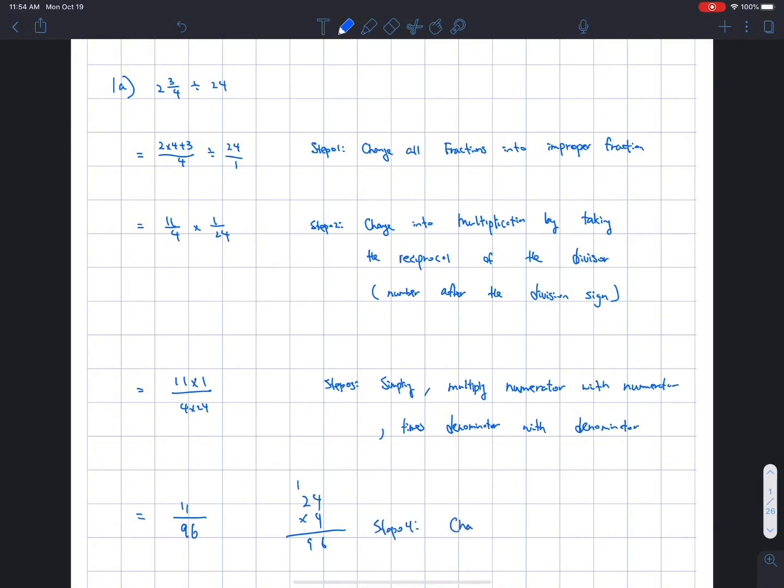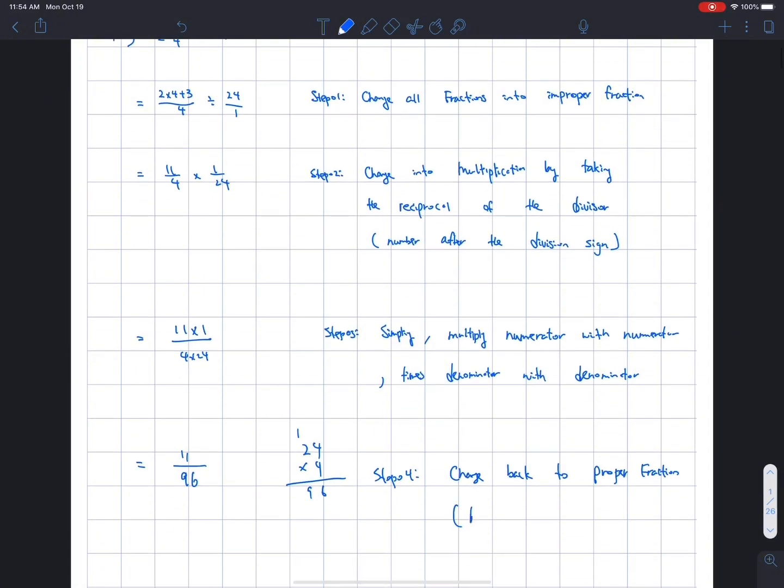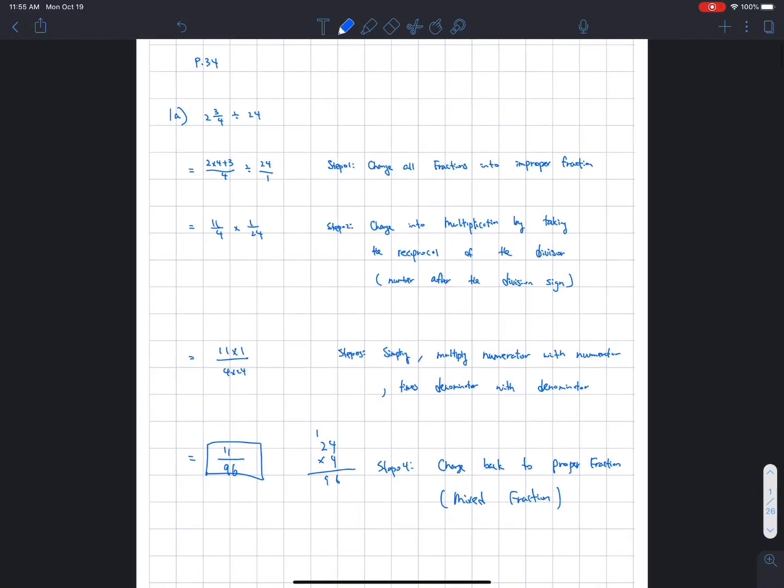Okay, change back to proper fraction. So a lot of the time, these proper fraction will be a mixed number or mixed fraction. Okay, but in this case, we don't have to do anything. This is the answer already. And that would be 1A.